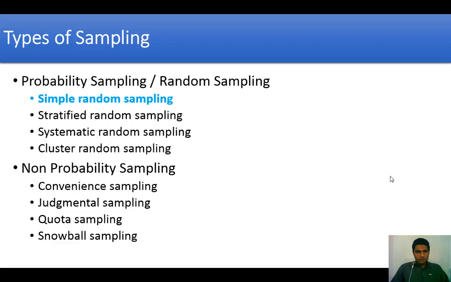What is simple random sampling? If sampling units have an equal chance of being included into the sample, then the sampling technique will be known as simple random sampling, and we will deal with it in future as well.